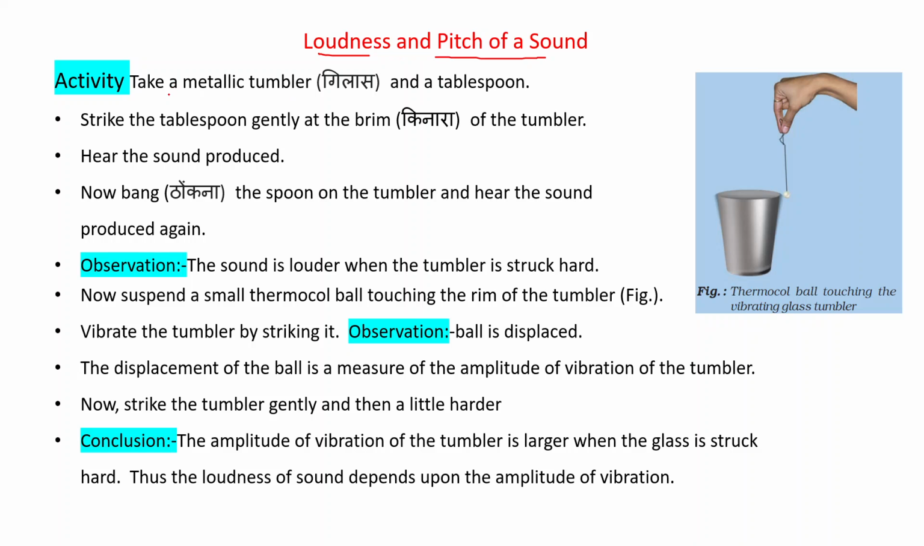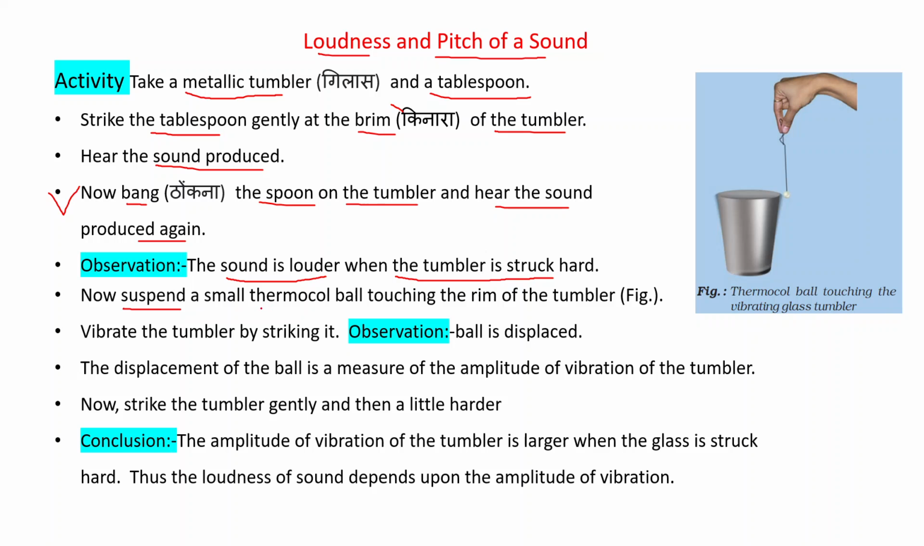Consider one activity. Take a metallic tumbler and a tablespoon, that is, we have to take one glass and one spoon. Strike the tablespoon gently at the brim. Brim means the edge of the tumbler. Hear the sound produced. Now, bang the spoon on the tumbler, strike it hard, and hear the sound produced again. What will we observe? We observe that the sound is louder when the tumbler is struck hard. That is, in this second case the sound is louder.